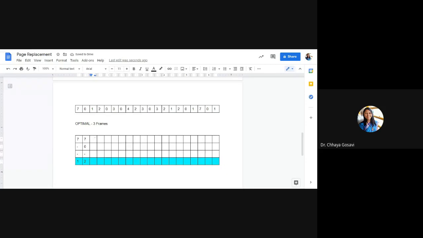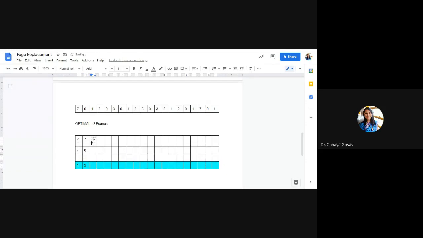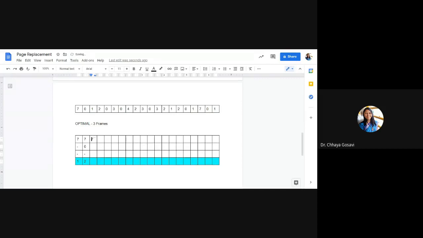Same thing for 1, 7, 0, 1. And this is the third page fault. Is it visible?